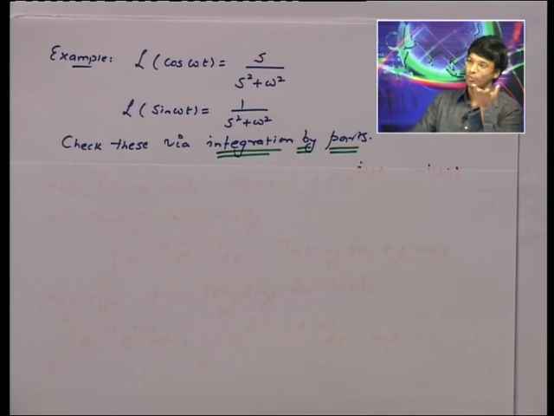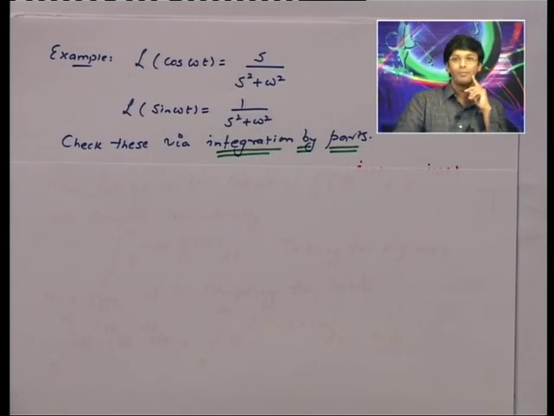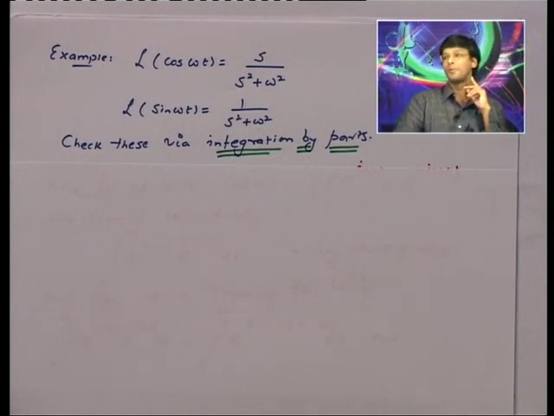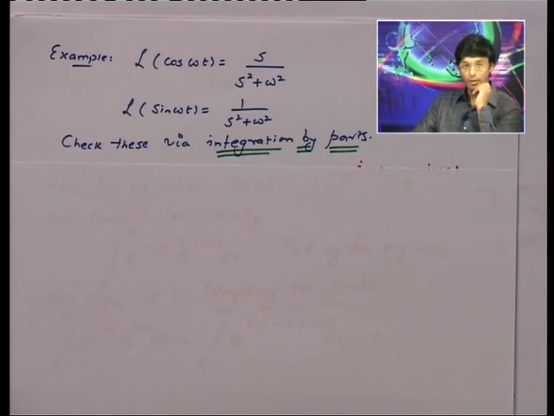Please write down these two formulas. Laplace of cos omega t is s upon s squared plus omega squared, and Laplace of sin omega t is 1 over s squared plus omega squared. Please write down these two formulas, and you have to check this by integration by parts, correct.